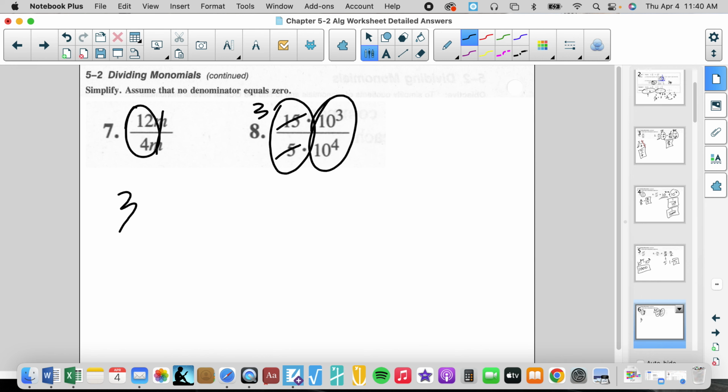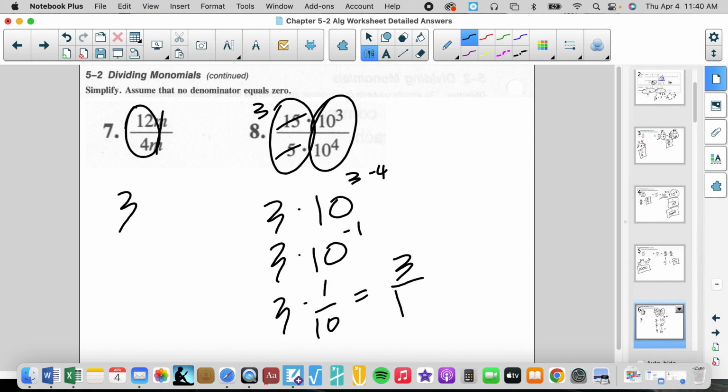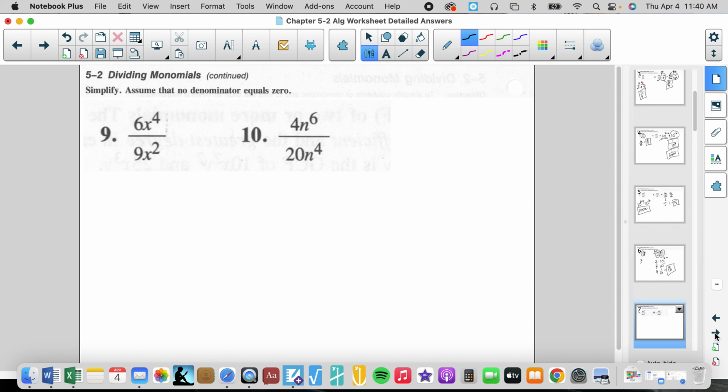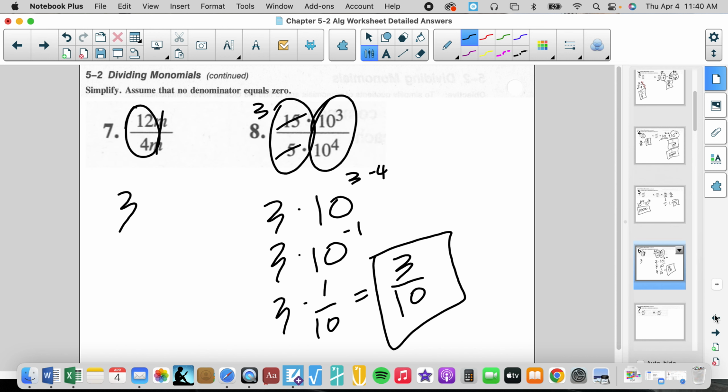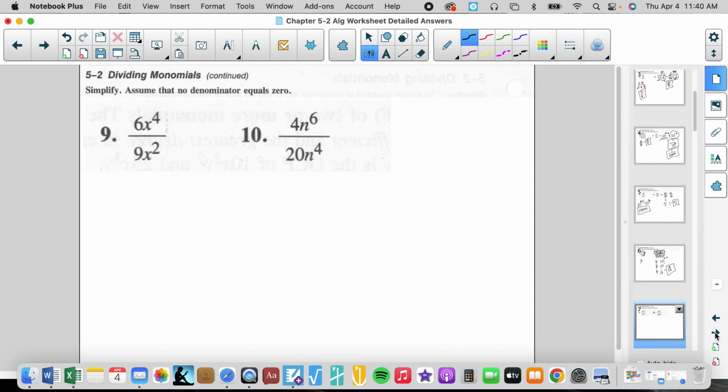And then I'm going to deal with these bases and exponents differently. So this is 3 times 10 to the 3 minus 4, which is 3 times 10 to the negative 1, which is 3 times 1 over 10, which equals 3/10. So that's how I'm going to do that super fast. I'm not going to multiply these and then deal with the division. I like them all factored out, broken out. So again, I'm going to deal with the constants differently than I'm going to deal with the like base.